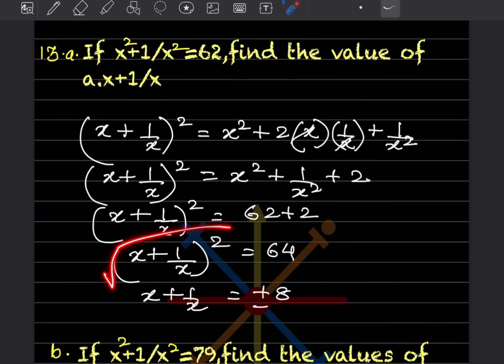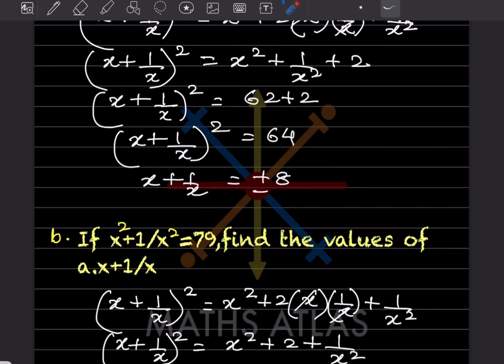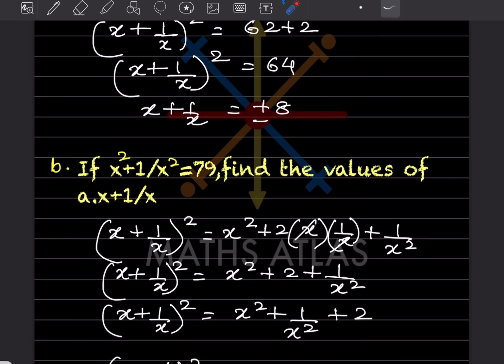When you square both the sides, x plus 1 by x will be, this is a perfect square, but you have to write plus or minus, it is important. Now we will see the b part of it. If x square plus 1 by x square is equal to 9, you have to find the values of x plus 1 by x.